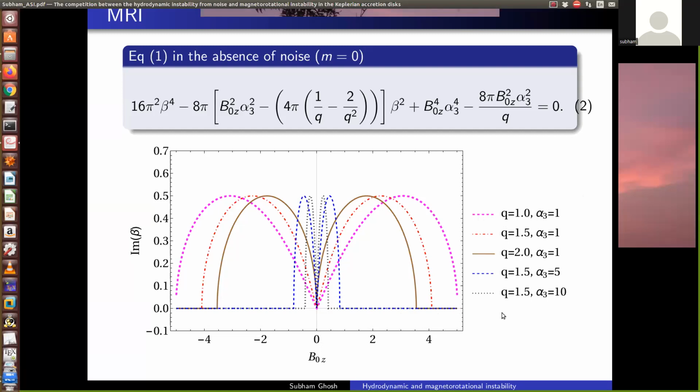I would like to draw your attention to this rotation rate, which is equal to the Keplerian rotation rate. That is this black dotted line. Here we see that the growth rate is positive within the magnetic field regime ranging from minus 0.5 to plus 0.5. That is our case of interest. Please keep that in mind. And we call this regime the MRI active regime of magnetic field. The other regime we call the MRI inactive regime of magnetic field.